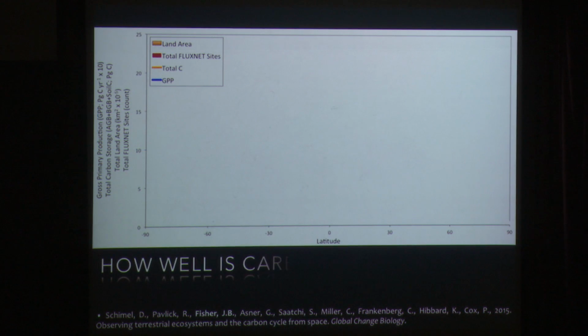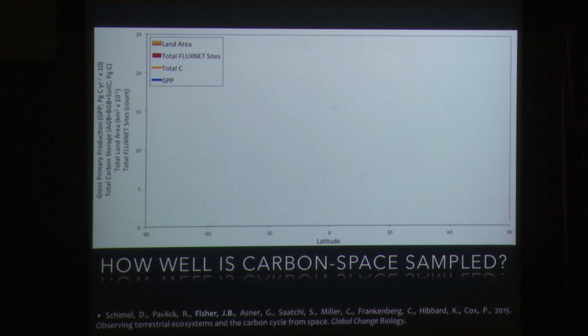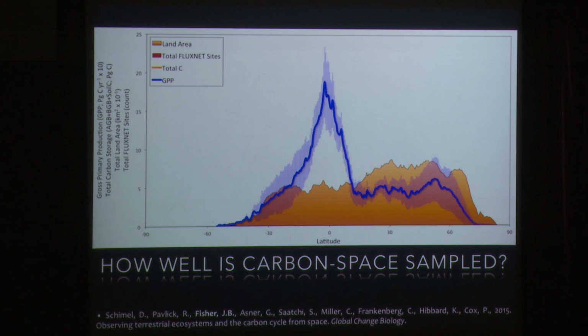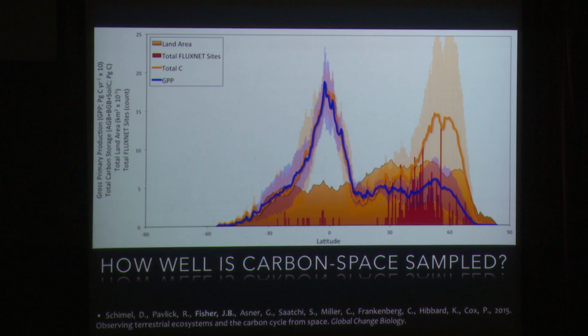Ryan showed this figure, which is how well is carbon space sampled, and this is my animated version. That's the land mass. And we have two poles of the carbon cycle, right? That's our GPP, our breathing in. But then we've got the carbon stored in the soils, and there's a lot stored in the tropics and a lot stored in the Arctic. But of course, as Ryan showed, our sampling doesn't quite cover these two poles of the carbon cycle. And Ryan and Dave Schimmel and I and others published this paper earlier this year as well.